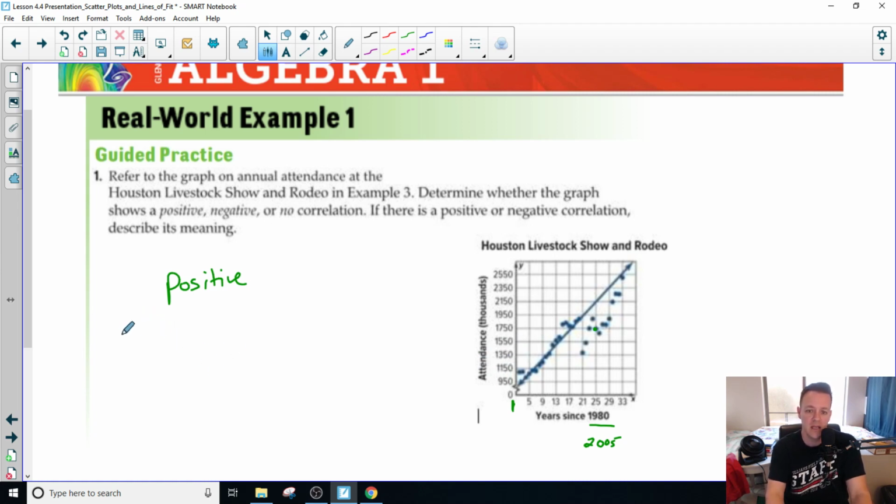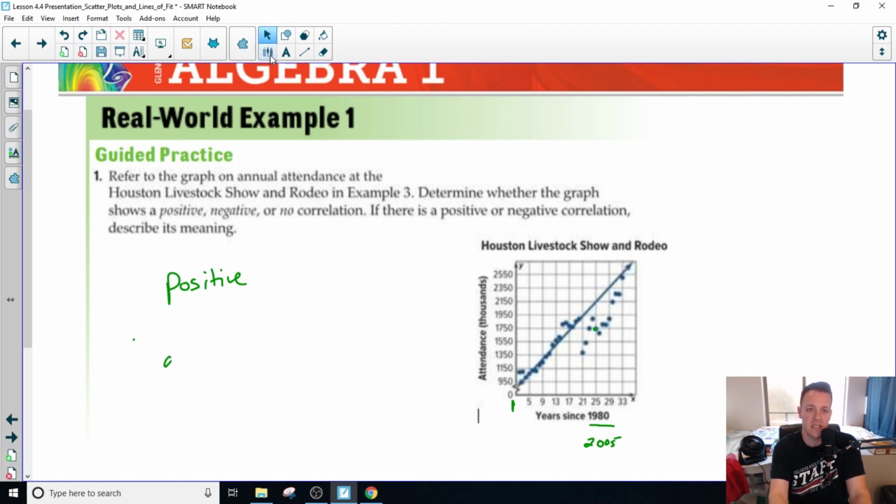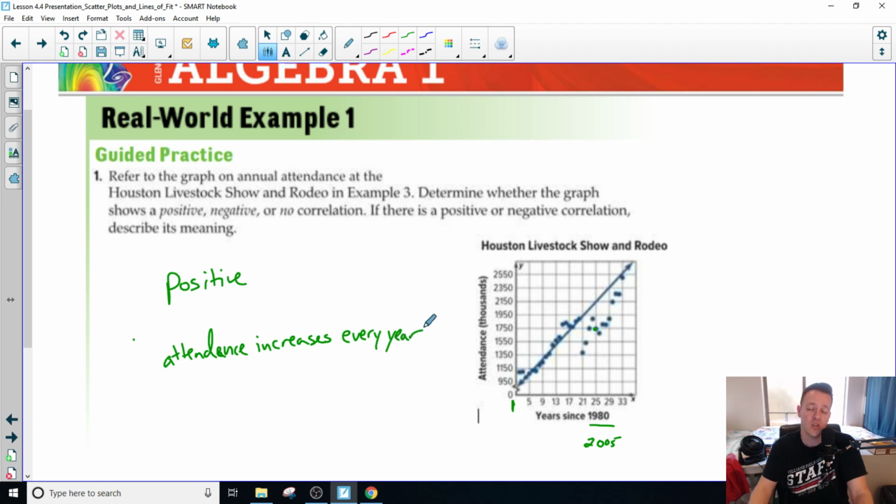It means that attendance, did I spell that right? Nope, I didn't. Attendance increases every year. Simple. That's all it means. It's a correlation that you guys need to make sure you understand the concepts too.